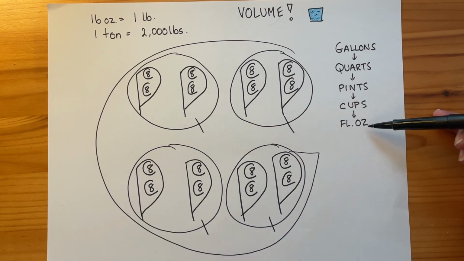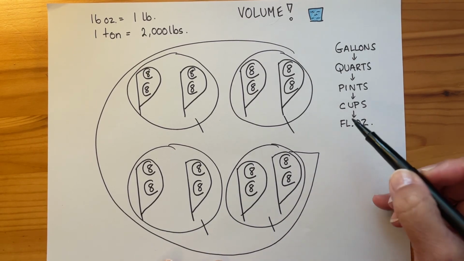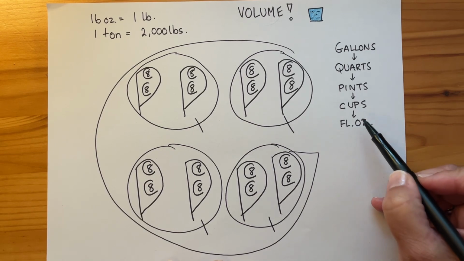And then you've got fluid ounces, which is not the same as ounces for weighing. That would be 16 ounces as a pound, right? This is different. This is fluid ounces. That's why you see the FL in front of it, fluid meaning liquid, right? So this is completely different, even though it's got the same name of ounces.